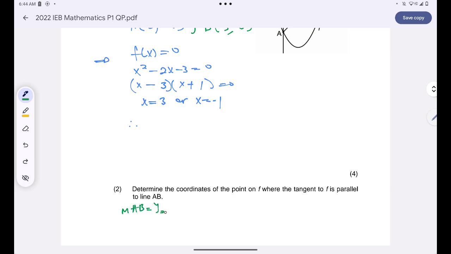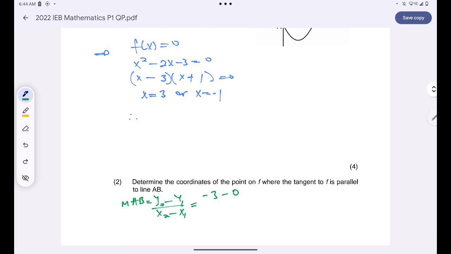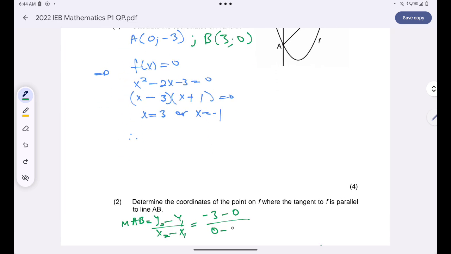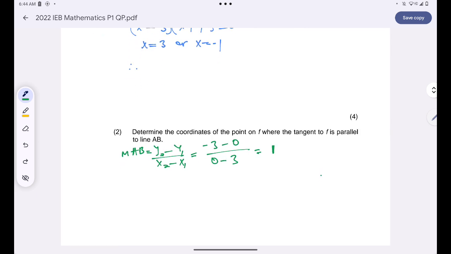m AB is equal to y2 minus y1 over x2 minus x1, right? I can take A as my y2, so I'll have negative 3 minus 0 all over 0 minus 3. So this is equal to negative 3 over negative 3. That's just equal to 1. So the gradient of line AB is equal to 1, right? Okay. They want me to find the coordinates of the tangent which has a gradient which is equal to 1.